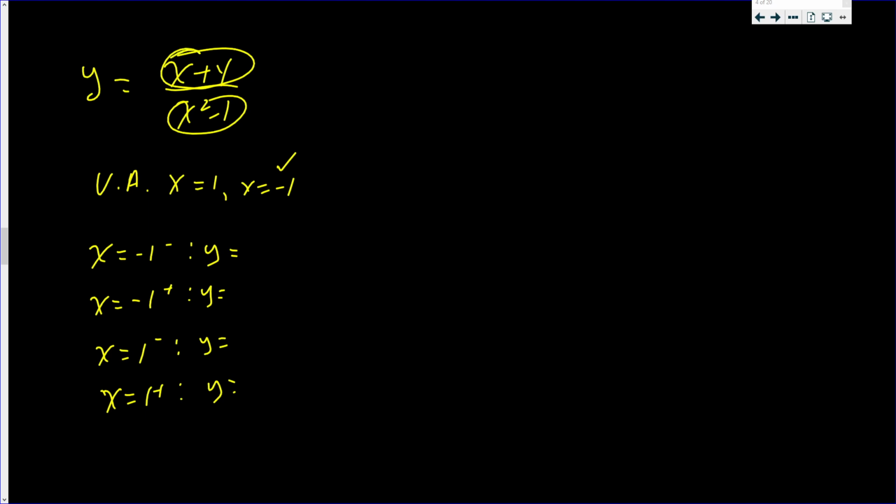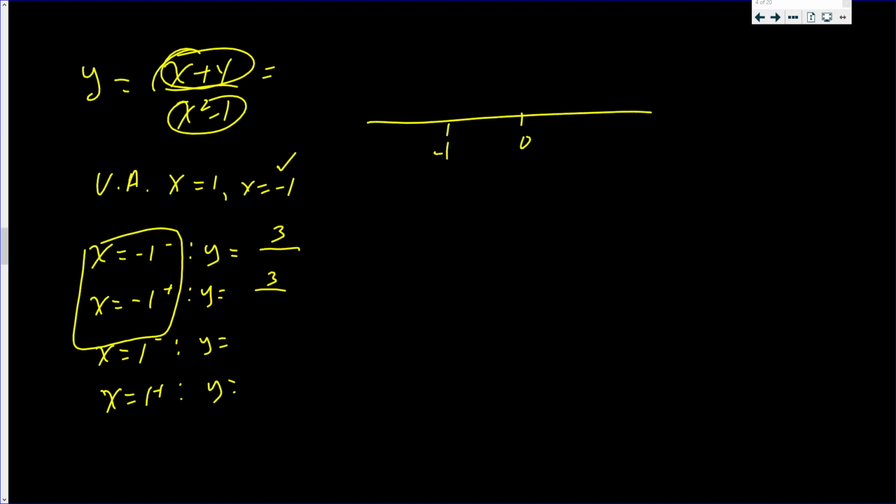When x is anywhere near negative 1, the numerator is close to 3. This is the same as 4 plus x. 4 minus 1 is close to 3. Negative 1 plus 4 is 3. Now what happens to the bottom? Well, come on. Here's negative 1.